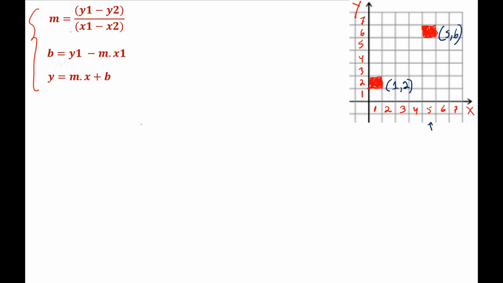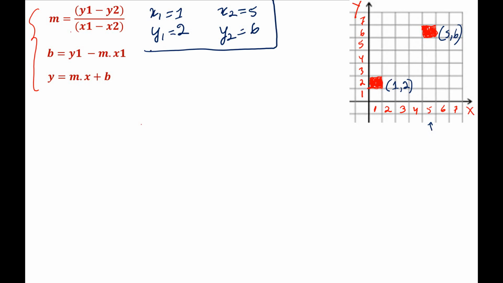So given these two endpoints, x1 is equal to 1 and x2 is equal to, on the x-axis, as you can see, x2 is equal to 5, y1 is equal to 2, and y2 is equal to 6. Okay, these are the values that we have. Now let us try to understand this a little bit more using this formula.